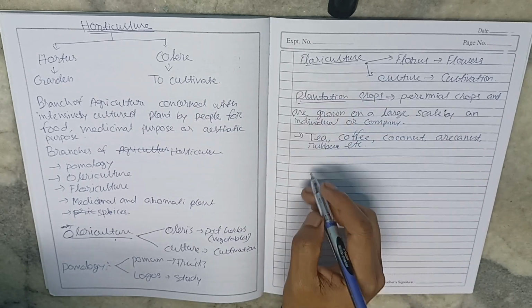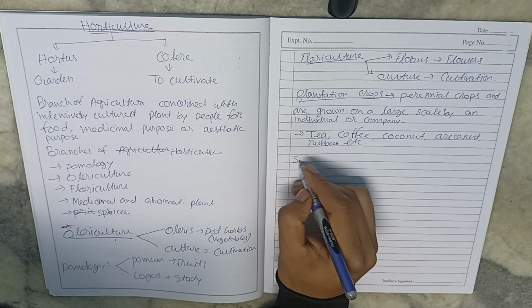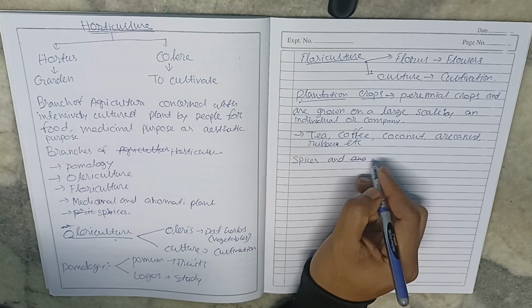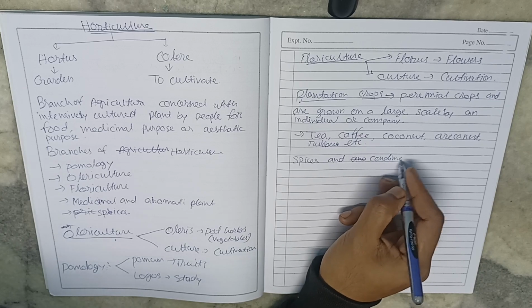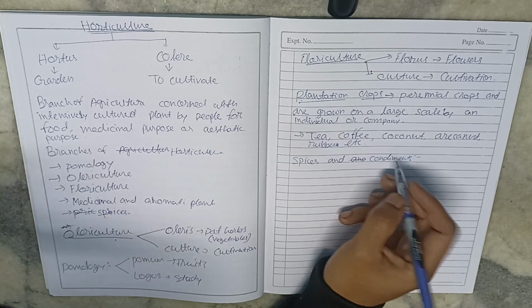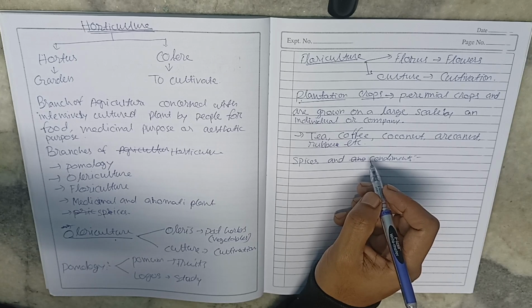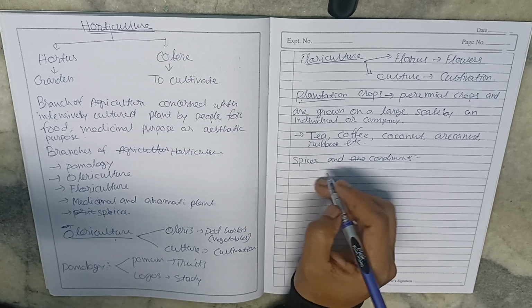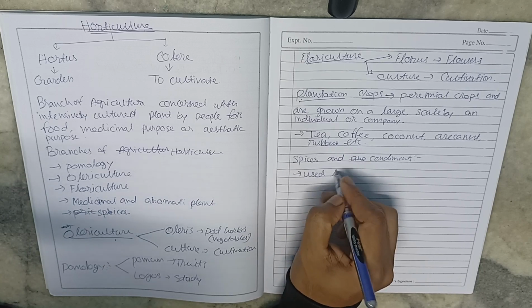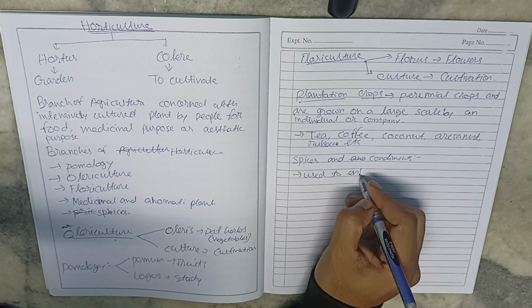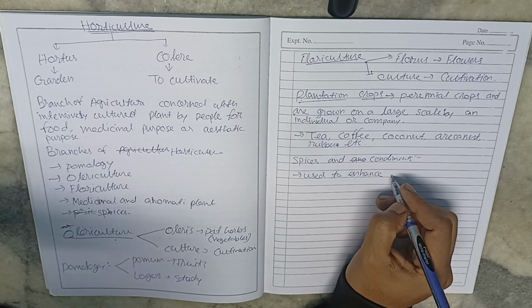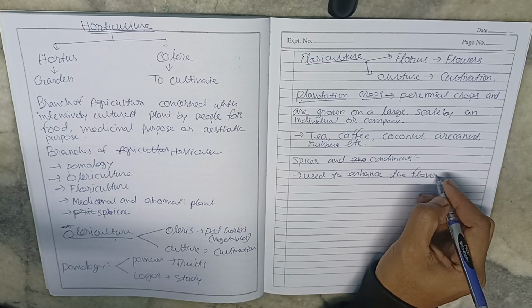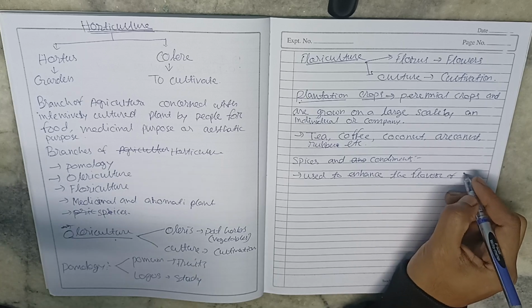Okay. Next, coming to spices and condiments. Spices and condiments are an important part of Indian dishes, because they add flavor to the food, and we Indians generally like spices and condiments in our food. So spices and condiments cultivation involves the production of various spices and aromatic plants used to enhance the flavor of food.